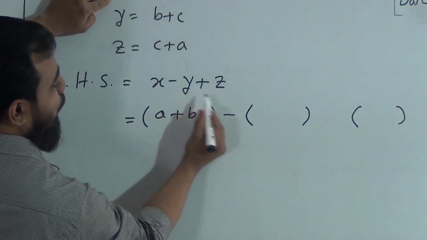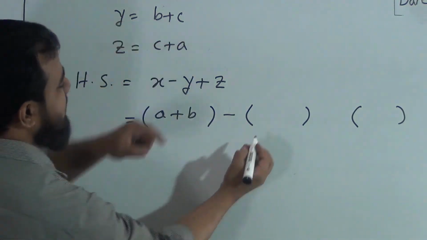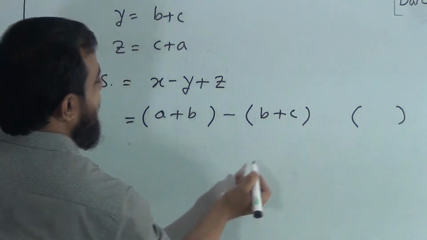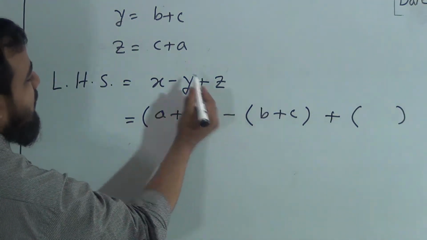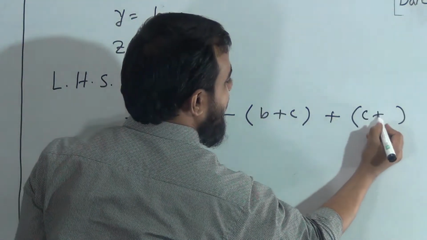Then the value of y here. Okay, y is b plus c. It's b plus c. Now this addition sign will be here. After that, the value of z is c minus a. It will be c minus a here.